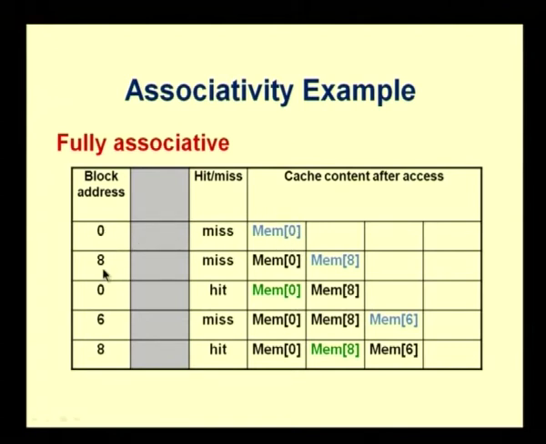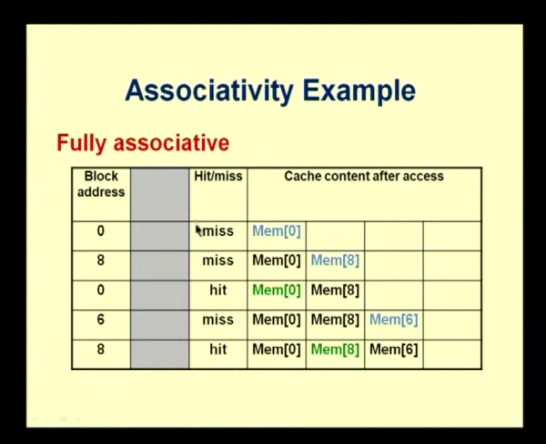Now, block number 8, it is a miss again, empty places are there in the cache. So, it goes into the next block, let us say. Now, block number 0 has already been there in the cache. So, we get a hit. So, mem 0 gets accessed over here. Now, block number 6 is a miss, not there in the cache, but it can now come and sit in another empty slot. Block number 8 being accessed again, so it is there in the cache, therefore it is a hit, okay.